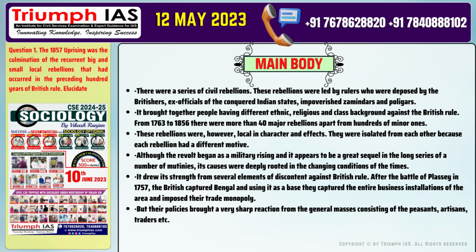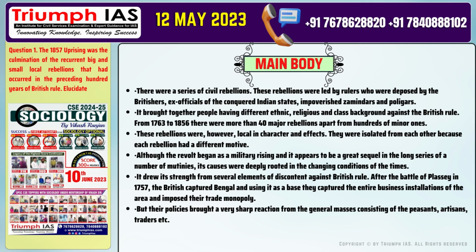Number 3. These rebellions were, however, local in character and effects. They were isolated from each other because each rebellion had a different motive. Number 4. Although the revolt began as a military rising and appears to be a great sequel in the long series of mutinies, its causes were deeply rooted in the changing conditions of the times.